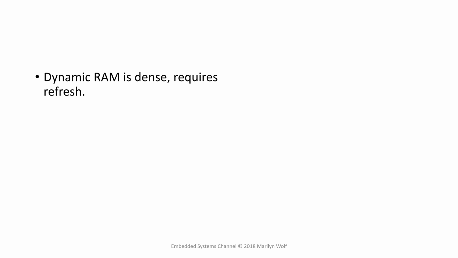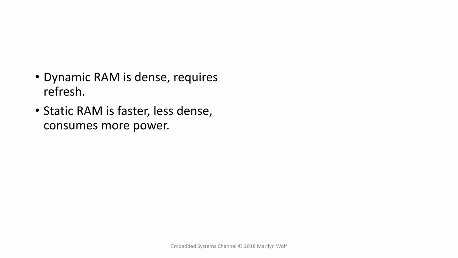Dynamic RAM, or DRAM, is a smaller circuit than SRAM. However, the values in dynamic RAM can disappear over time. So we need to refresh those values in order to ensure that the values stored in the DRAM are valid. Static RAM is often used in caches. It's the basis of register circuits. It's faster, but it's also less dense than DRAM, and it consumes more power.